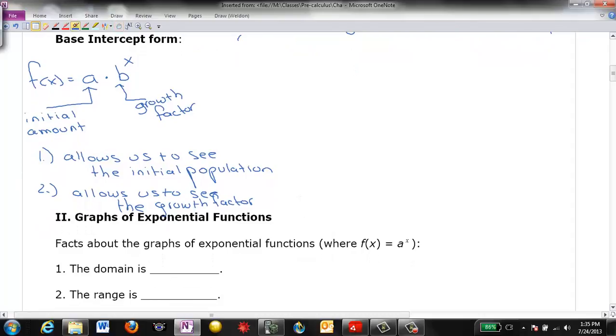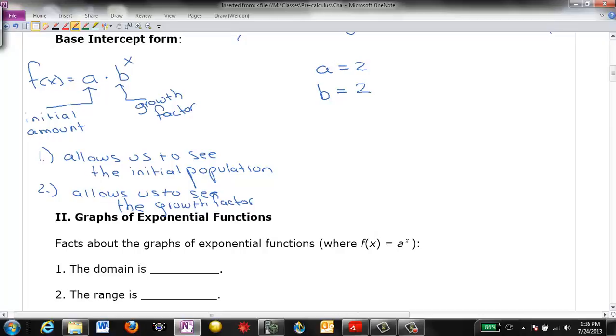So consider a population of rabbits. I was talking about this population of rabbits before. Let's say we start with an initial population of 2 rabbits. I'm going to say A equals 2. And let's say every week that these rabbits exist, they reproduce and double their population. So every week that passes, the population doubles. So we have a population growth factor of 2.